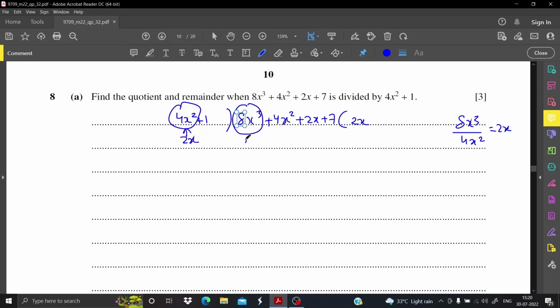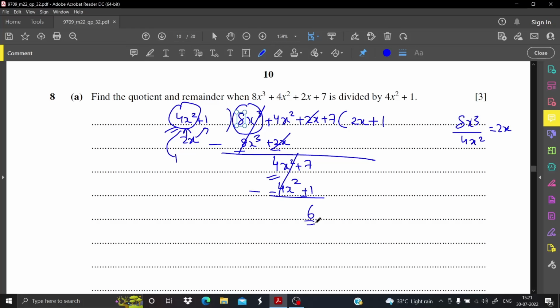2x into 4x squared is 8x cubed, and 2x into 1 is 2x. Subtract, change the signs, cancel. This becomes minus 2x. See the corresponding terms, 2x and minus 2x cancel off. We have 4x squared plus 7. Now again the leading term here is 4x squared and this is 4x squared, so it should divide only one time. Multiply by 1. 1 with 4x squared is 4x squared, 1 with 1 is 1. Again subtract, change the signs. 7 minus 1 is 6.